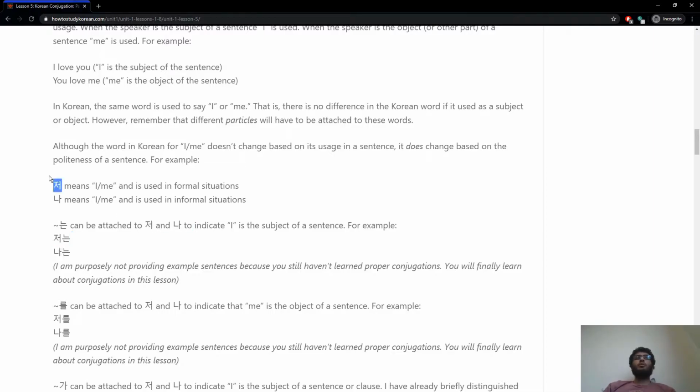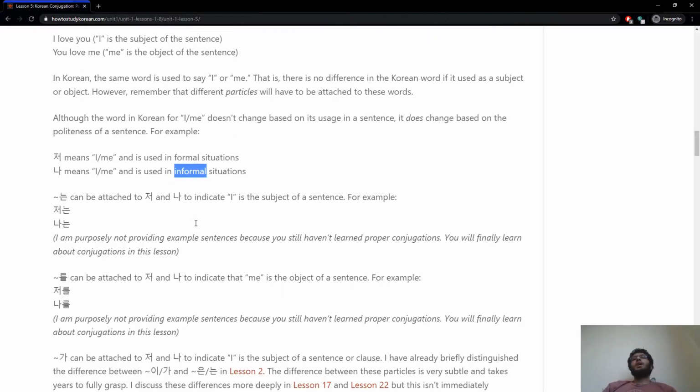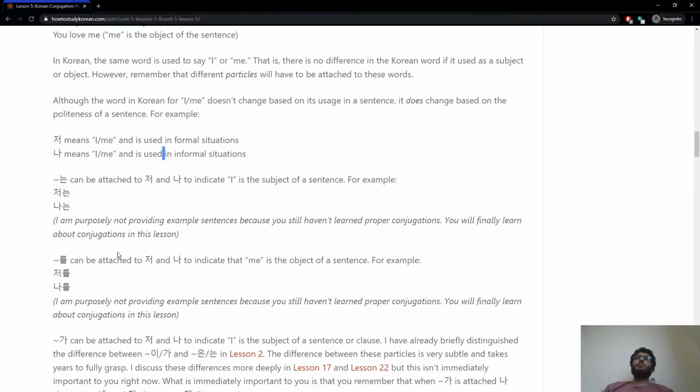So 저 means I, and it's used in formal situations, while 나 is used in informal situations. I'll go into more detail about the difference between formal and informal, like when exactly is it formal, when exactly is it informal. But just FYI, you're almost always going to be using the formal I, so 저. You could always be with a friend and use 나, but in more situations, 저 is what you want to use, especially if you've never met someone before.